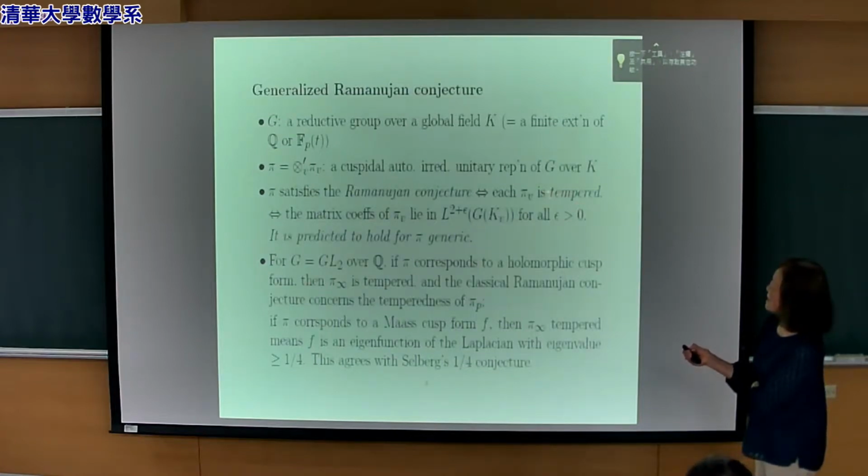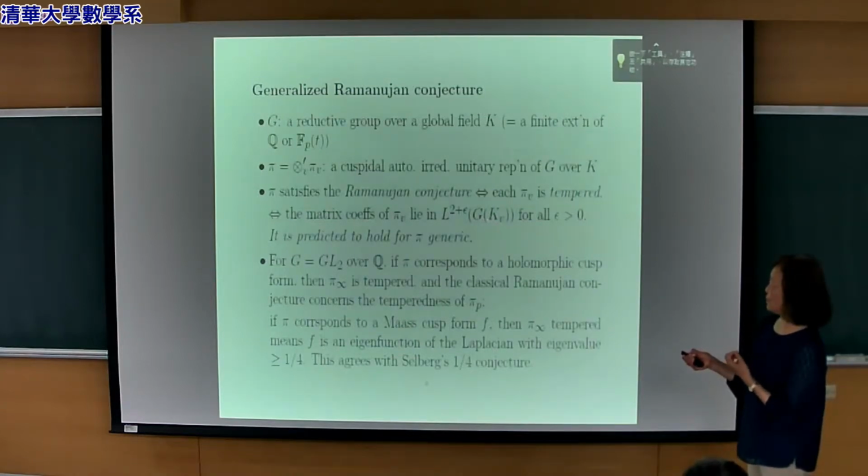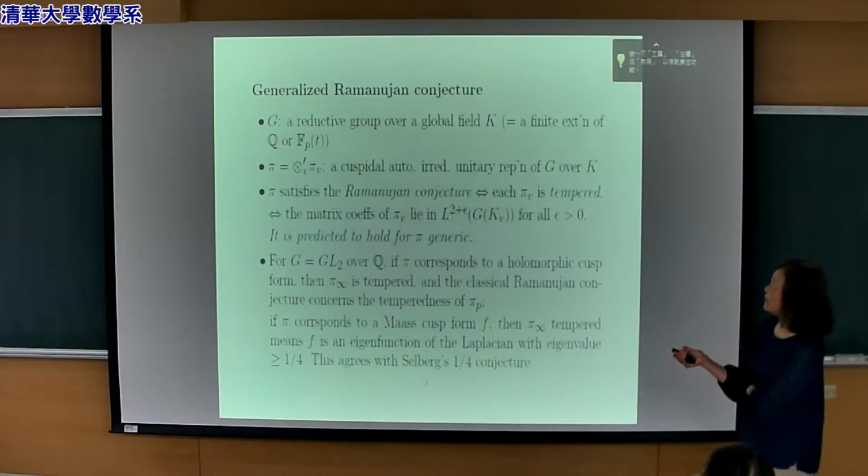What this means is that if you look at the matrix coefficients of this representation, okay, so the matrix coefficients are the functions of the local points of this group. And to say that its representation is tempered, that means that all the coefficients should be lying in the L2 plus epsilon space for all epsilon possible, just slightly weaker than L2.